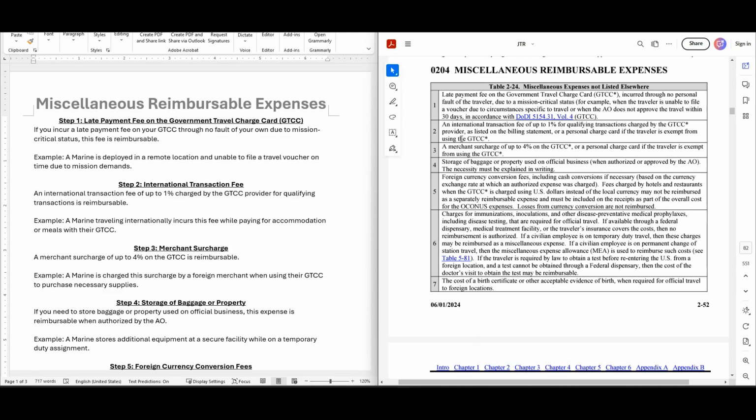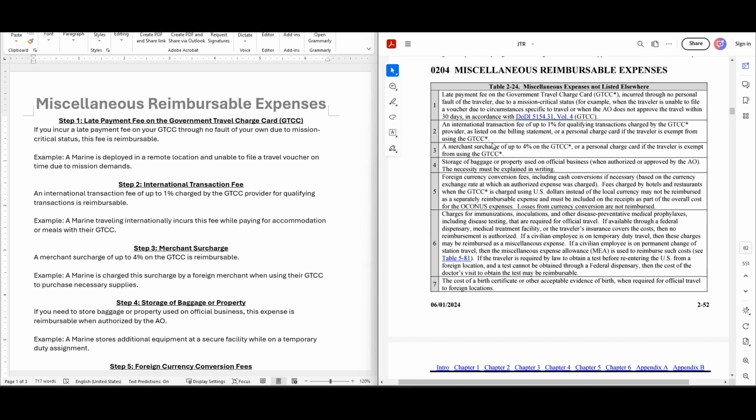The next one, an international transaction fee, is up to 1% for the qualifying transactions used on the government travel charge card provider. So this is when you are traveling internationally. Whenever there is a transaction fee that converts from one currency to US dollars, the provider will usually charge you a fee to actually make that translation. And because of that, you are able to be reimbursed for those, because those are no fault to you.